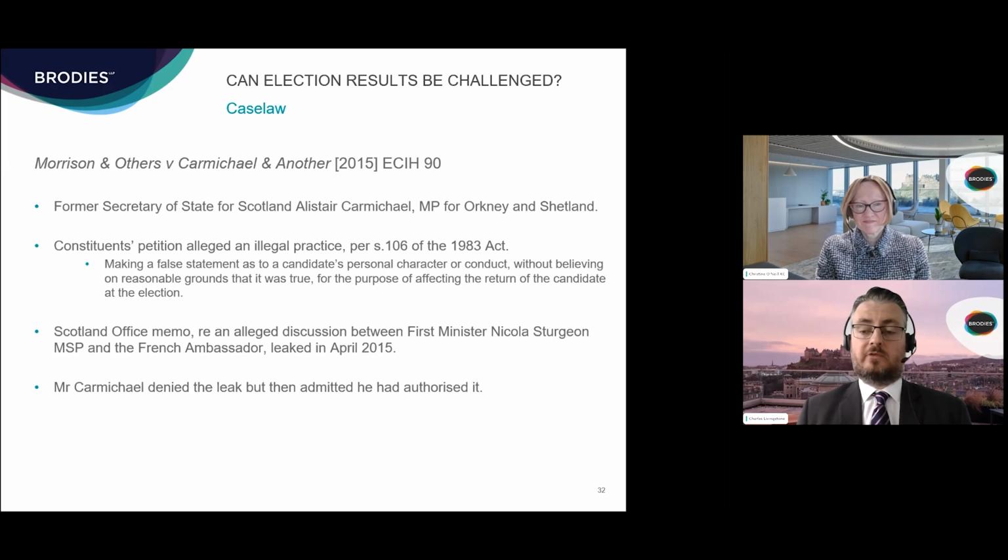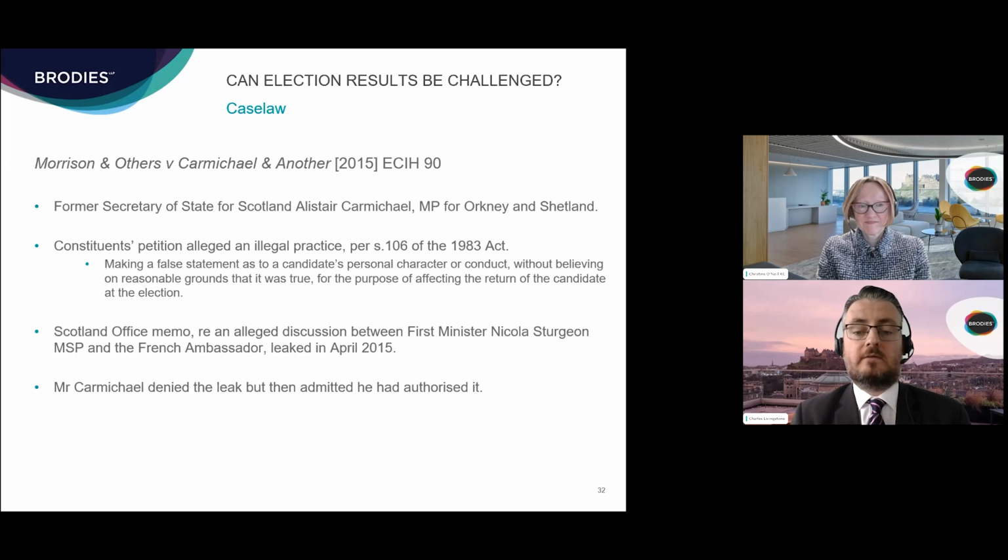The content was hotly disputed by both the SNP and indeed the French diplomatic service disputed it as well. So the story quickly turned to how and by whom it was leaked. So Mr. Carmichael gave some interviews in the media denying the leak, but then later, when it was investigated by the Cabinet Office, he admitted that he had, in fact, authorised it.